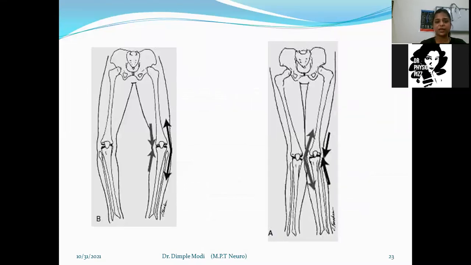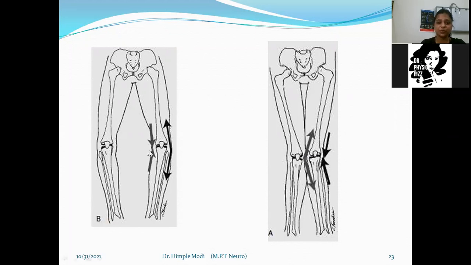Okay, in this you can see how the genu valgum, if it is increased, there is more pressure on the lateral side and stretching on the medial side. Figure A shows that if there is a genu valgum, more angle between the tibia and the femur, there is a lot of compression on the lateral condyles and more stretching force on the medial condyle.